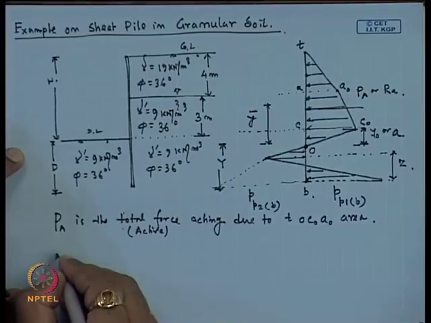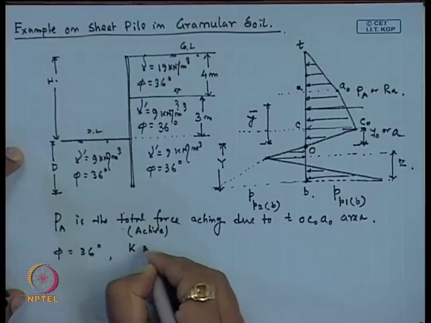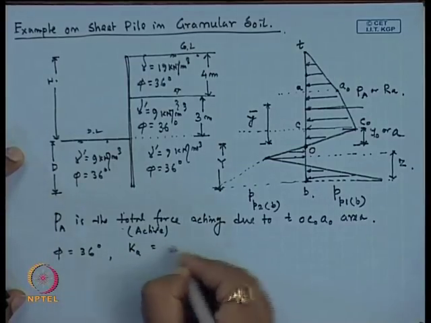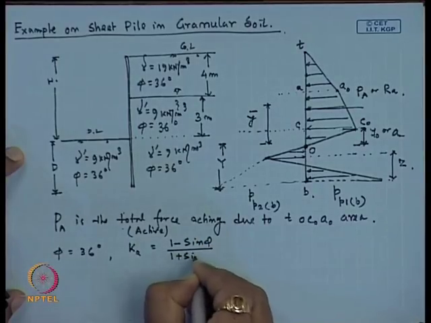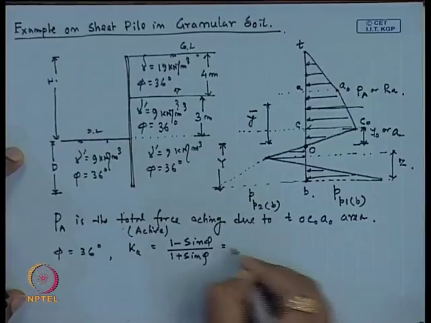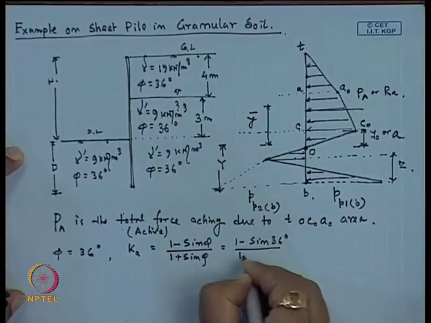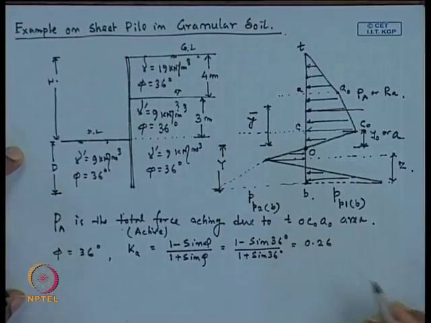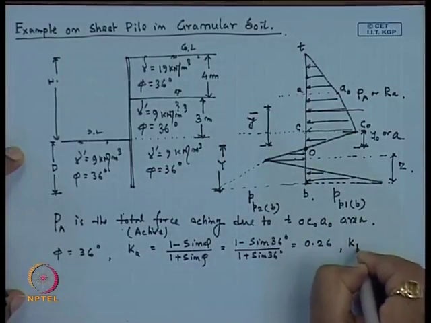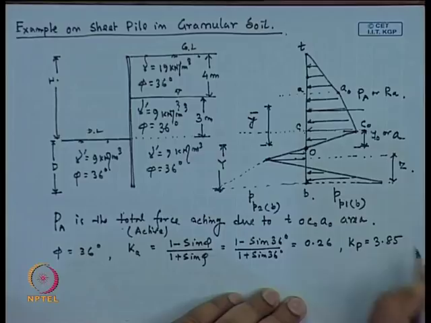Now, first we consider if phi is 36 degree, then what will be the coefficient of active earth pressure, that is K A, is (1 minus sin phi) by (1 plus sin phi). So, that is equal to (1 minus sin 36 degree) by (1 plus sin 36 degree), that is 0.26. Similarly, we can write K P will be 1 by K A. So, this value is 3.85, that is 1 by K A.